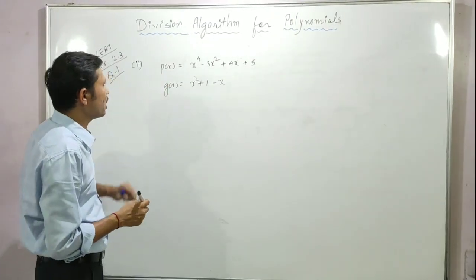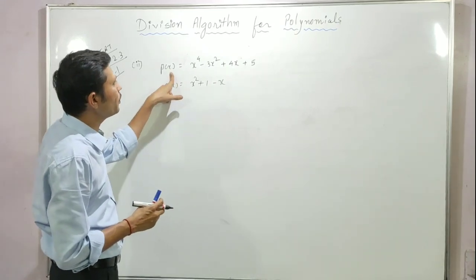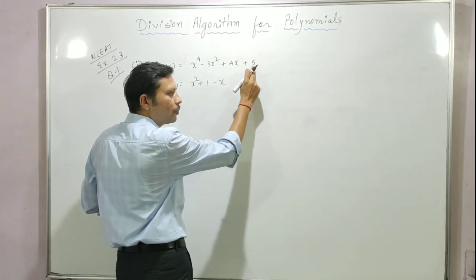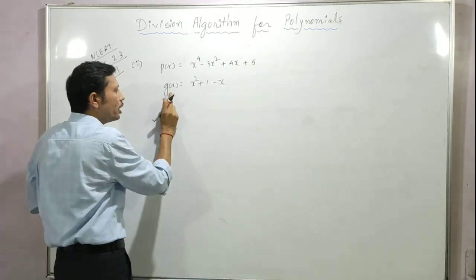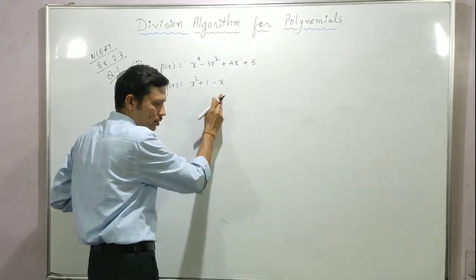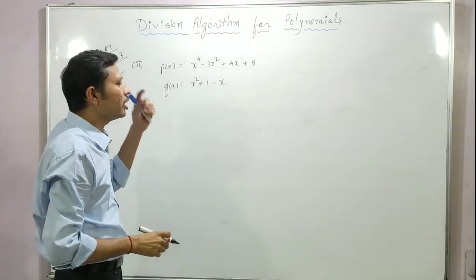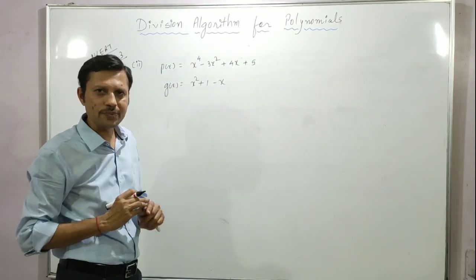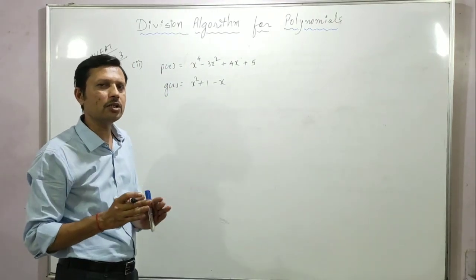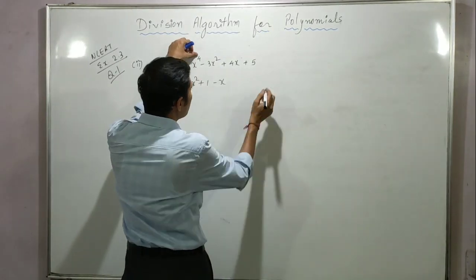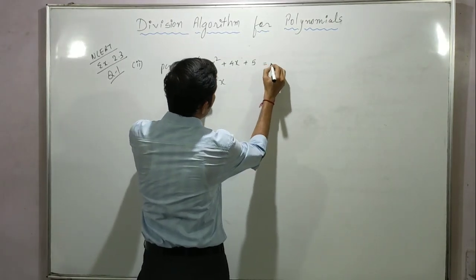Now let's take the second example. The dividend polynomial p of x is given as x to the power 4 minus 3x square plus 4x plus 5, and the divisor polynomial is given as x square plus 1 minus x. First we will arrange both polynomials in standard form, and if any term is missing, we have to write down that term with a 0 coefficient. So here x to the power 4 is the maximum power, so it's okay.